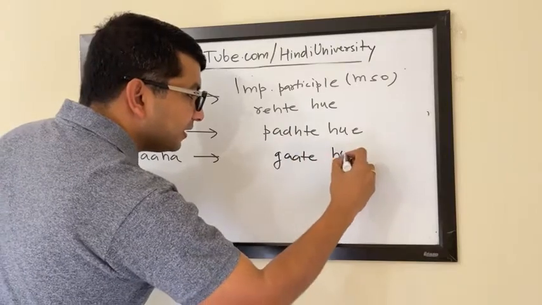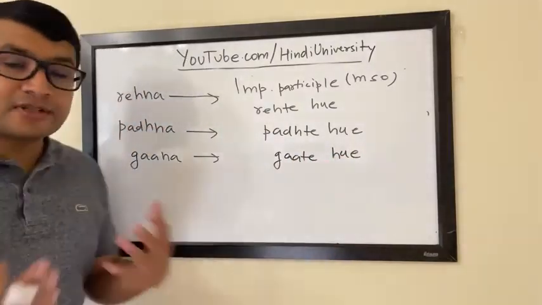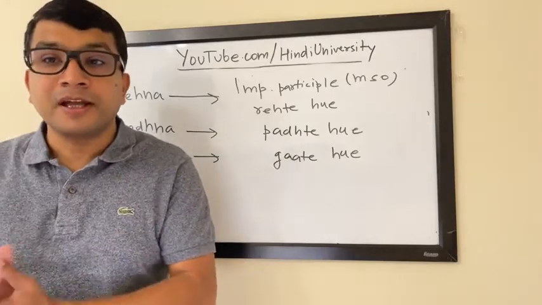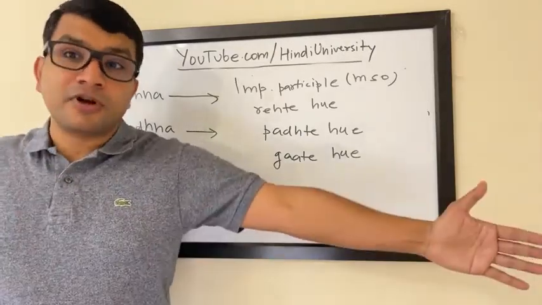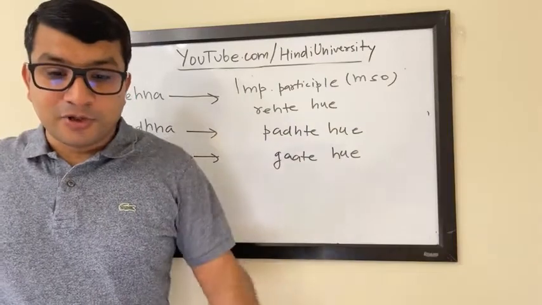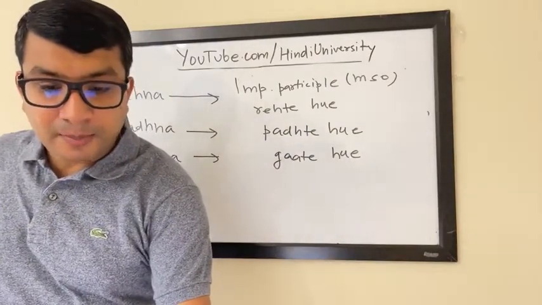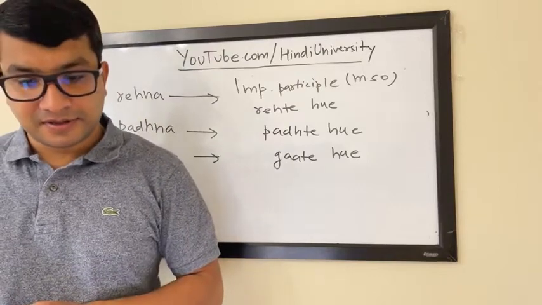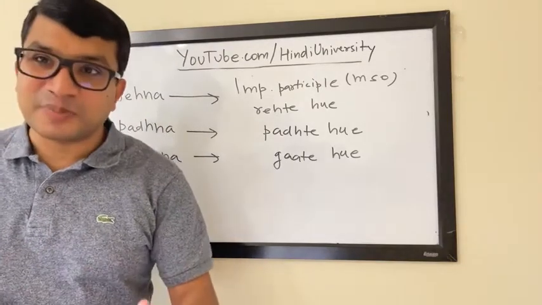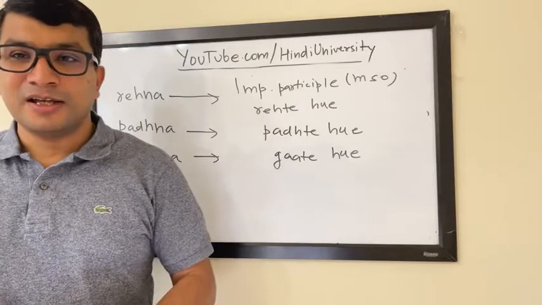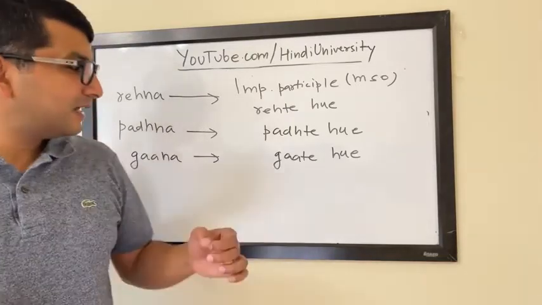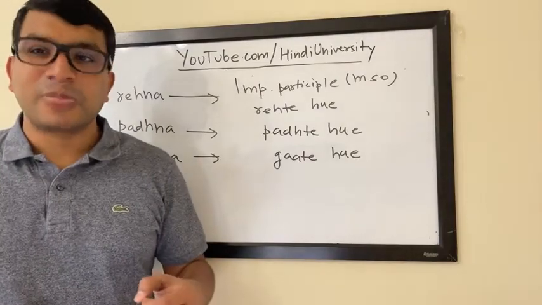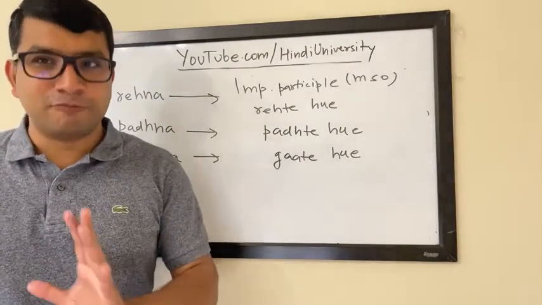Gaate hue. So imagine you sing. You will say मैं गाती हूँ. It's a verb. Okay. You've been singing for a while. Will you use a verb or a participle? The participle. And you will say मैं गाते हुए. Okay. Very good. Gaate hue. Participle.